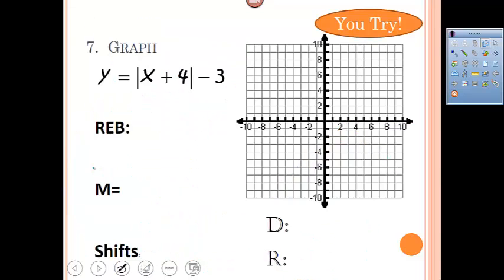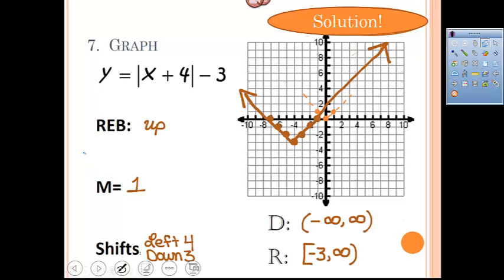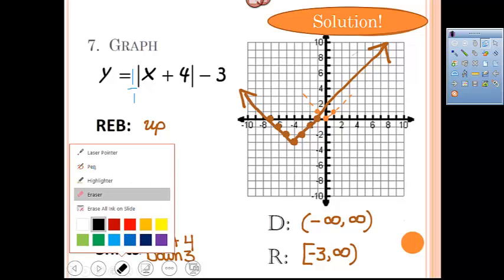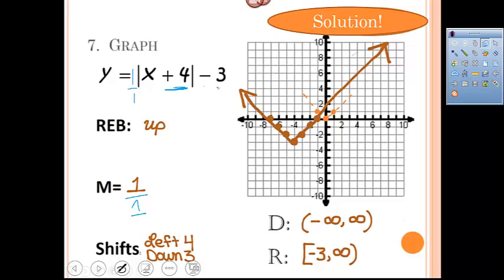Okay, so this part here, I kind of took the vertex part away from you, and I'm going to have you guys pause the video and you can try this one on your own. But here is your answer. We have a right end behavior. Our slope is 1. Again, if you want to put this 1 over 1, it might help a little bit. And again, 1 over 1, just so you know, is rise over run, and you're not just doing a rise of 1. The shifting, remember, you have the opposite of this, comma this.